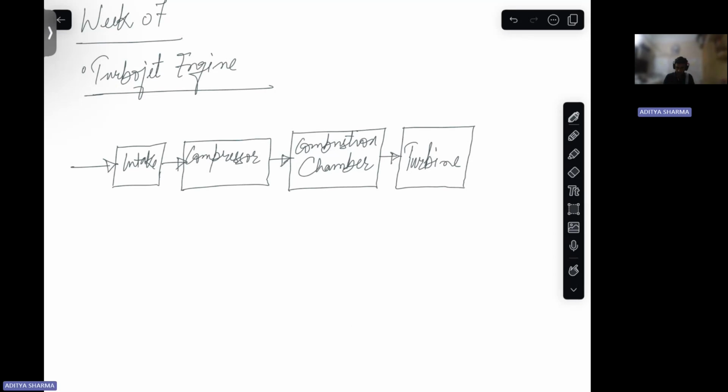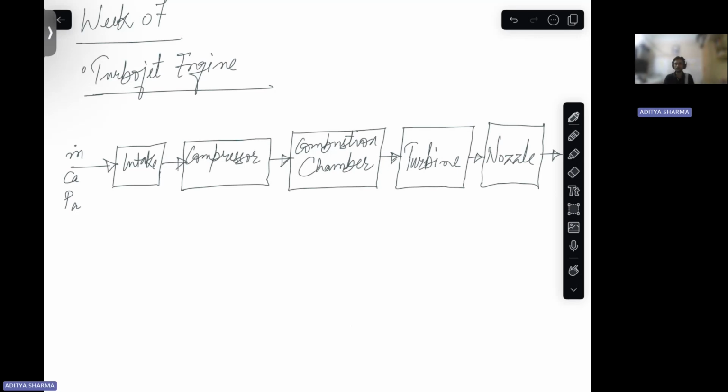So expansion will take place at our turbine, and then again we accelerate the gases using the nozzle, and then the gases will exit from the exit of the nozzle. So initially we have this mass flow rate of fluid, which is moving with velocity CA, and the pressure here is PA.